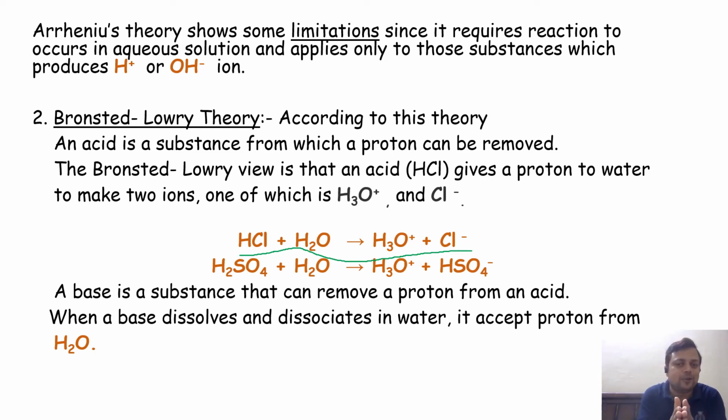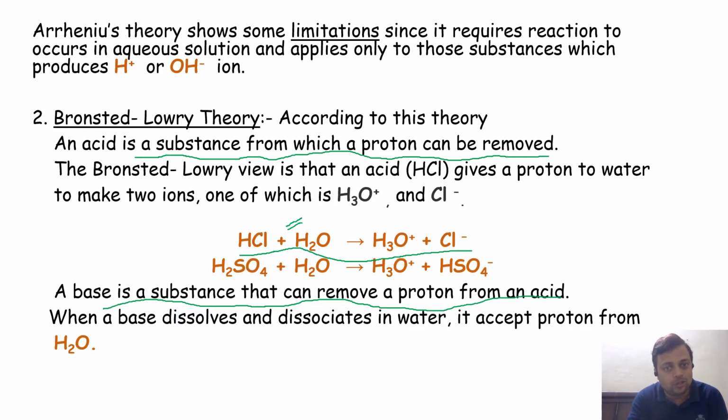So a very simple definition you can give: an acid is a substance from which a proton can be removed. And for the base, you can say a base is a substance that can remove a proton from an acid. H2O is a base here because it is capable of removing the hydrogen from the HCl. So a base is a substance that can remove a proton from the acid, and an acid is a substance from which a proton can be removed.